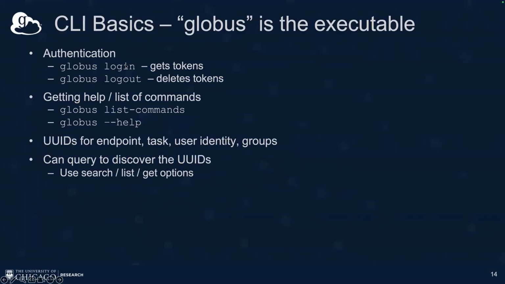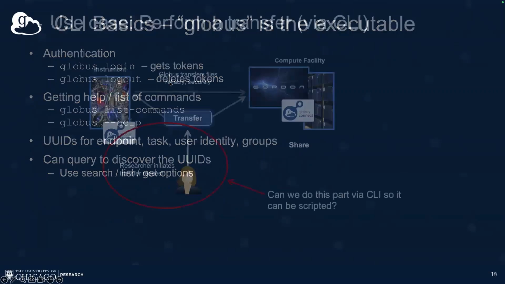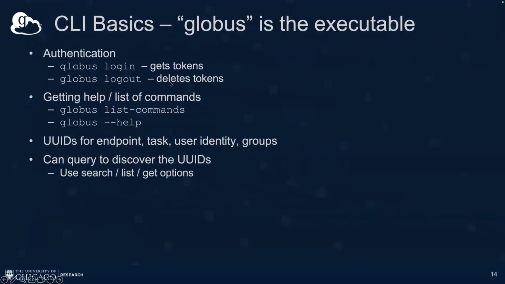The Globus CLI: globus is the executable, so you would type globus and then a command. Globus login gets you logged in and set up to do things with Globus. Globus logout will delete all of your tokens so that the next person who comes along won't be able to do things on your behalf.